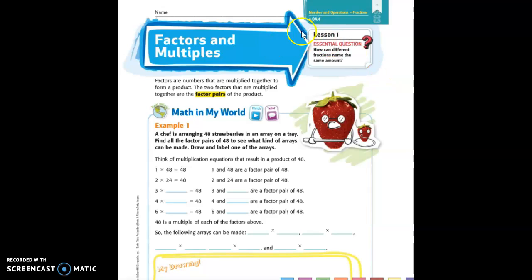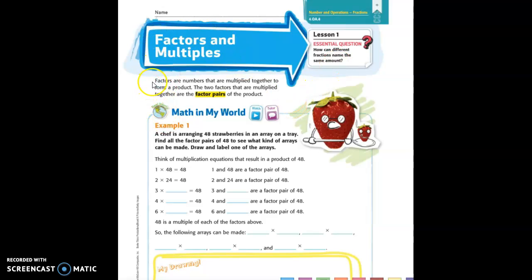This is Chapter 8, Lesson 1, and we're talking about factors and multiples, which are kind of opposite sides of the same coin, and I'll explain that. Our essential question is, how can different fractions name the same amount? And we'll get into that in more detail later on. For now, we're just talking about the factors and the multiples.